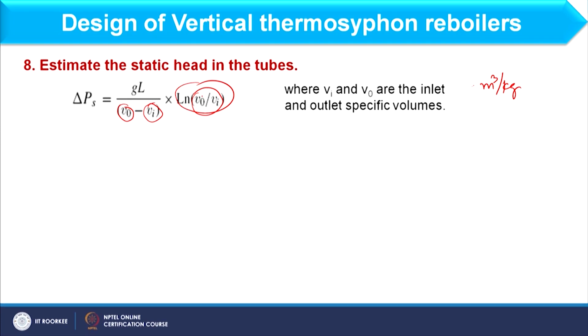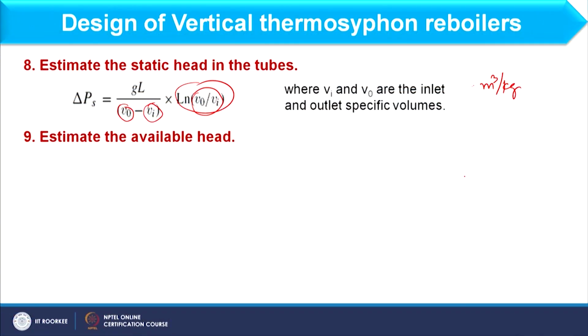So, what will the total pressure drop in the tube side be? That is due to friction, which we have seen in the last slide, and that is due to static head. Addition of these two will give the total pressure drop in the tube side. So, that pressure drop we should compare with the pressure drop which is available, right.